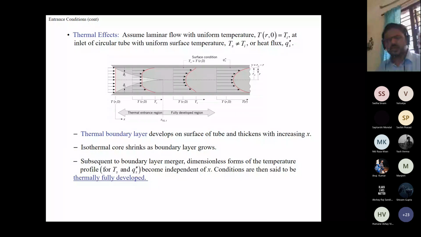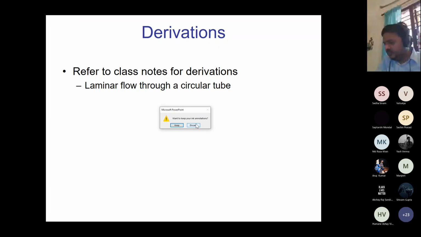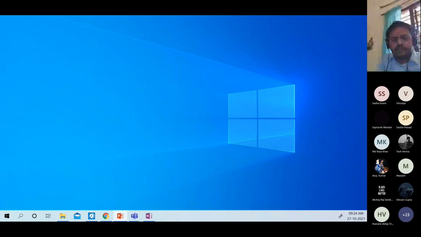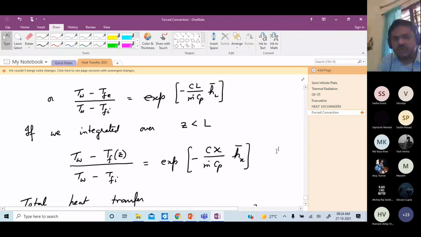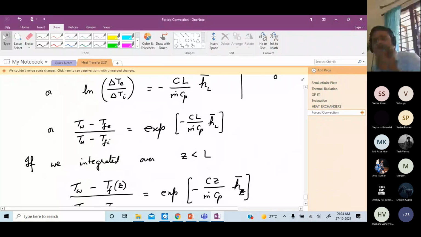So I have made a mistake. You guys should have pointed it out. I'm sorry. If you look here, I think somewhere I made a mistake. Why did I write X here? This should be Z. Okay, all right. So that was a small correction.